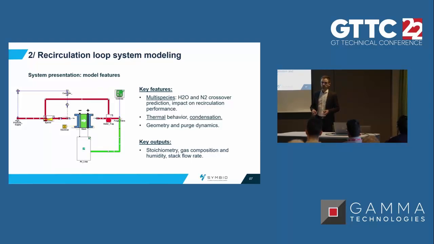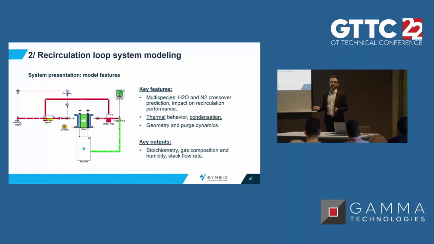The key feature of the model revolves around crossovers, so we're able to predict nitrogen and water crossover, and so we can get the gas composition and the gas humidity. It's mandatory in order to know the anode stoichiometry, so how much hydrogen we have in the stack. Then, of course, we're able to assess the impact of the gas composition on the other components. The gas composition will impact how the ejector works, and it will impact the stack pressure loss.